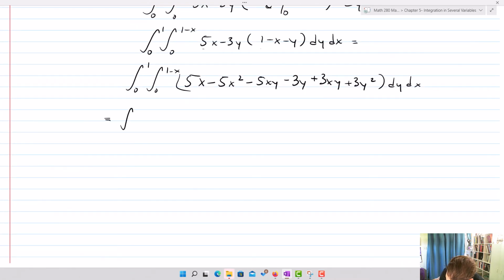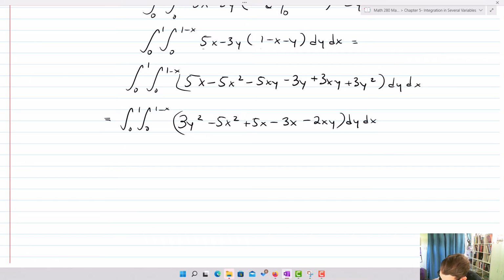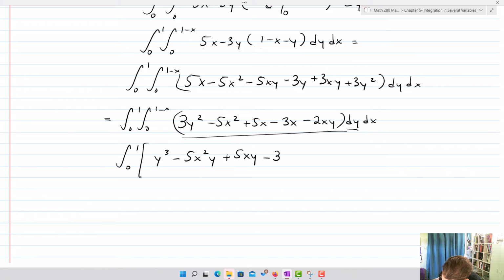This ends up equaling the integral from 0 to 1, 0 to 1 minus x, and we'll just write this as 3y squared minus 5x squared plus 5x minus 3y minus 2xy dy dx. Now what we need to do is integrate with respect to y. So this is going to give me, from 0 to 1, we're going to get y cubed minus 5x squared y plus 5xy minus 3xy.